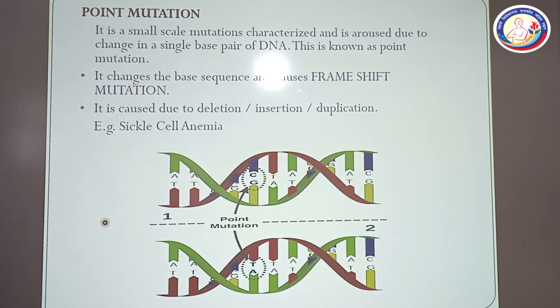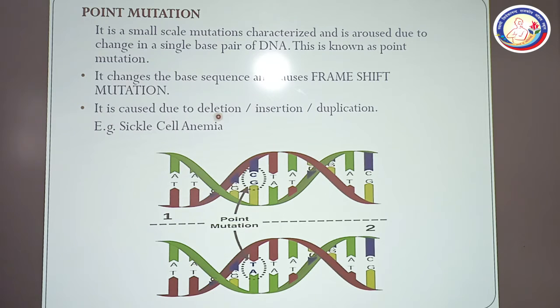In the point mutation, as I have already told you, it is a small-scale mutation that arises due to a change in a single base pair of the DNA. This is known as point mutation because there is a change at a specified point. That's why it is called point mutation. It changes the base sequence and can cause frame shift mutation. So frame shift mutation is the result of point mutation.